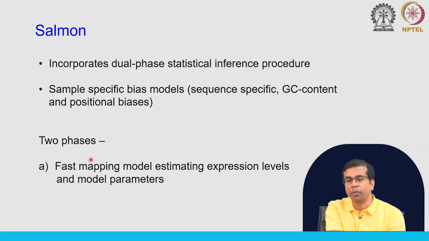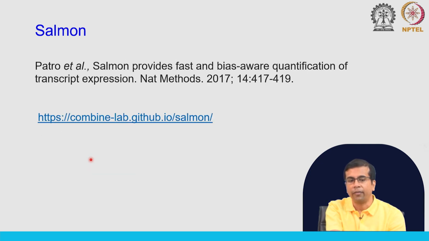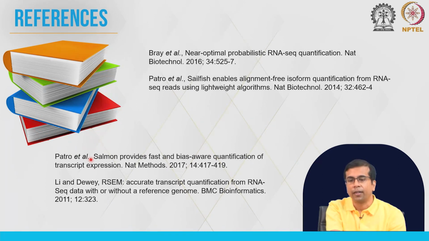So, one is the fast mapping model that estimates expression levels and model parameters. It is a model-based estimation of the abundance, and after the estimation it refines these expression estimates. Okay. So, using these two steps. Here is the reference for Salmon, and you can have a look into the original paper, and also the tool is available for download from this link, and you can explore and learn a lot more about these methods. So, here are the references that we have used for this class.